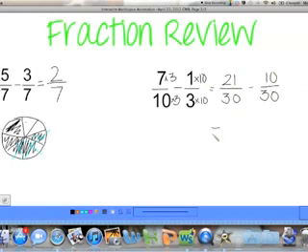Our last step is to subtract our numerators. 21 minus 10 leaves you with 11 over 30. Again, our denominator never changes. Last step is we have to check and make sure: can we simplify this? And we cannot, because 11 is a prime number and 30 is not divisible by 11.